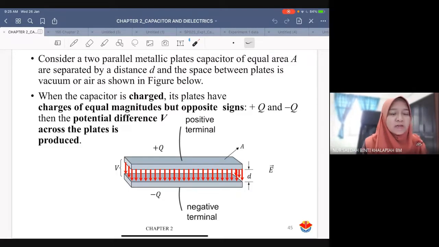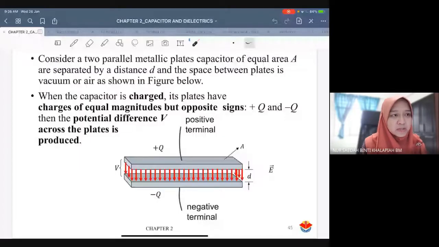vacuum or air. So kita tak ada letak apa-apa in between of two plates ini. Okay, so kalau dalam contoh ini dia adalah vacuum or air. Okay, vacuum means tak ada apa-apa, kosong. Air maksudnya cuma ada udara sahaja. Okay, so when we charge the capacitor, how to charge the capacitor is by connecting our capacitor with power supply. So that is a process of charging up, right?